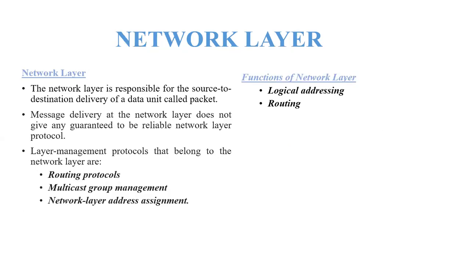Next comes the network layer. The network layer is responsible for the source to destination delivery of a data unit called a packet. The message delivery at the network layer does not give any guarantee to be reliable. Layer management protocols that belong to the network layer are routing protocols, multicast group management, and network layer address assignment. The functions of the network layer are logical addressing and routing.